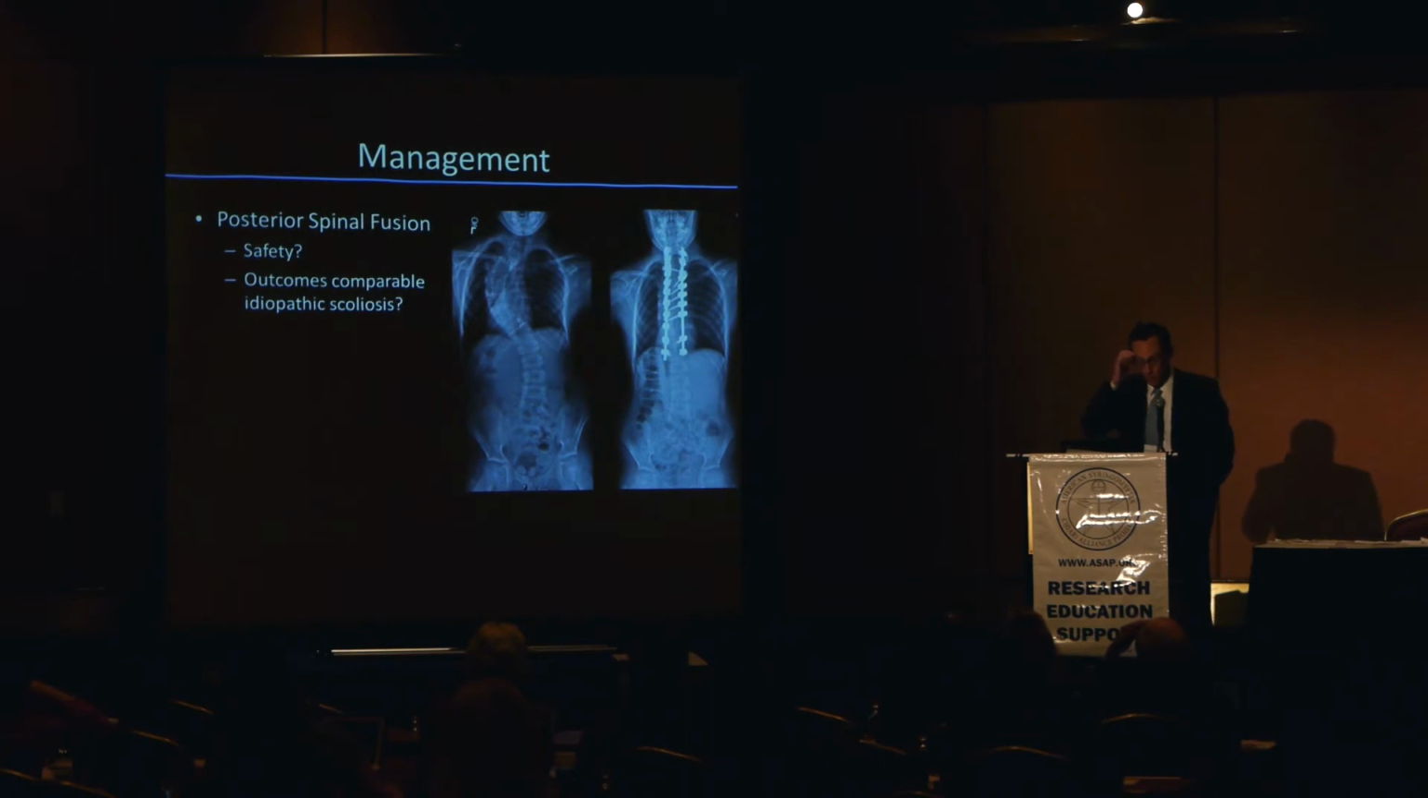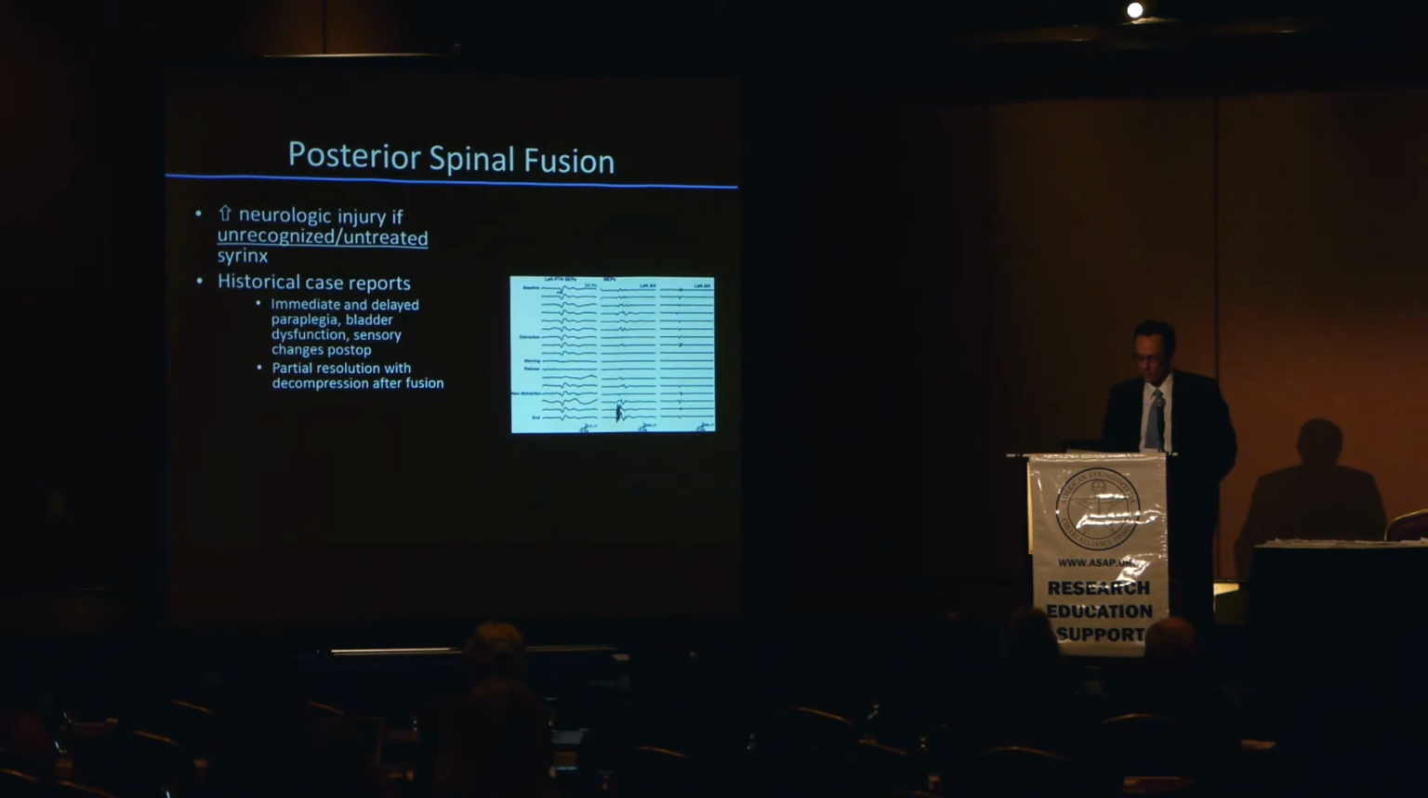How about the surgical treatment? What are our options? And is it safe? And is it comparable in terms of outcome relative to the treatment for idiopathic scoliosis? Well, starting with the safety, the case reports that are out there are mostly historical.